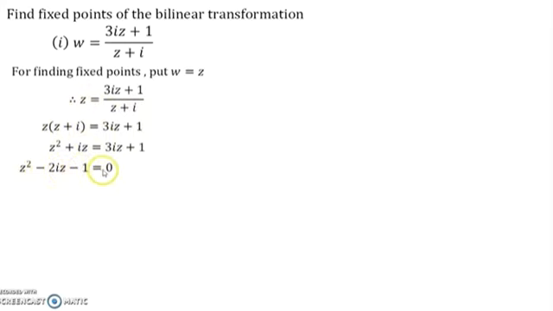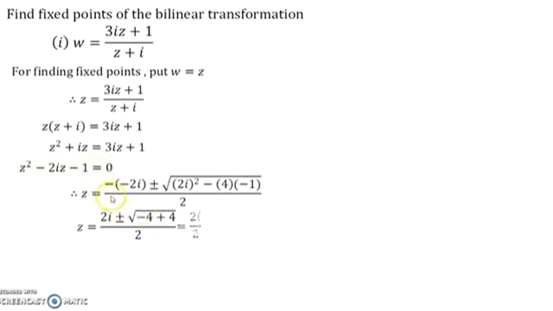We are getting the value for z, and finally we get z equal to i. So we are getting only one fixed point for the given transformation. Therefore the transformation is called parabolic type. If we had more than one fixed point, it would not be parabolic. For this particular transformation we get only one fixed point, z equal to i. That's why we call this parabolic type.